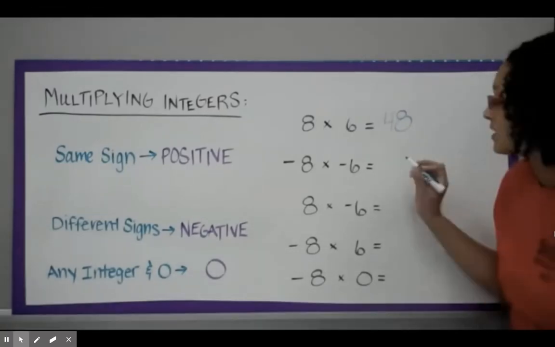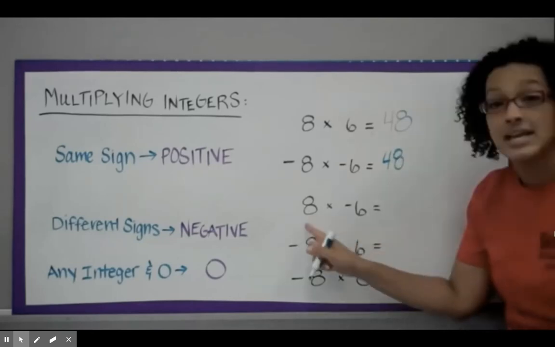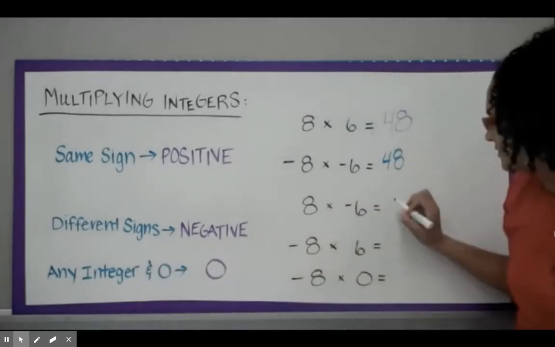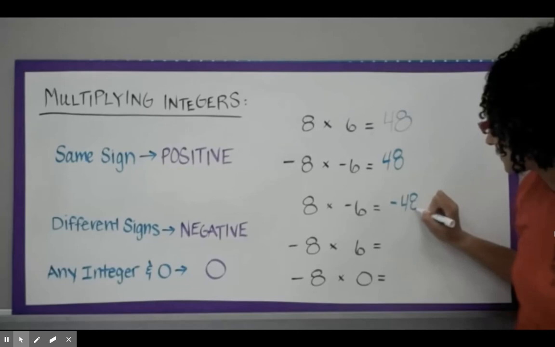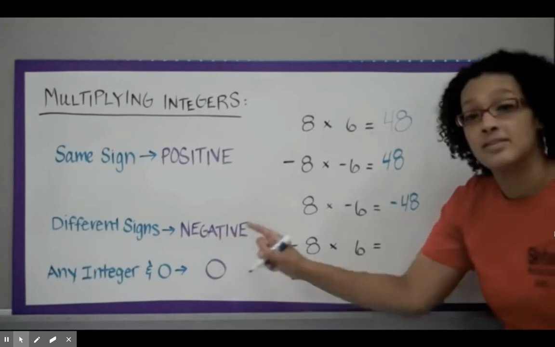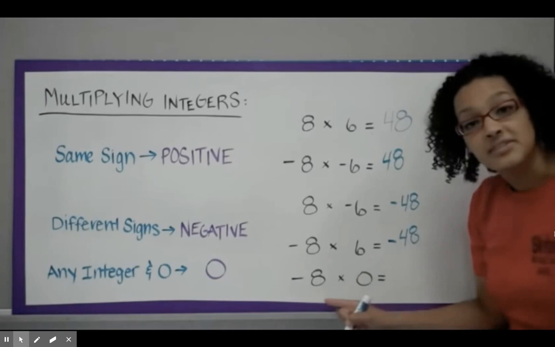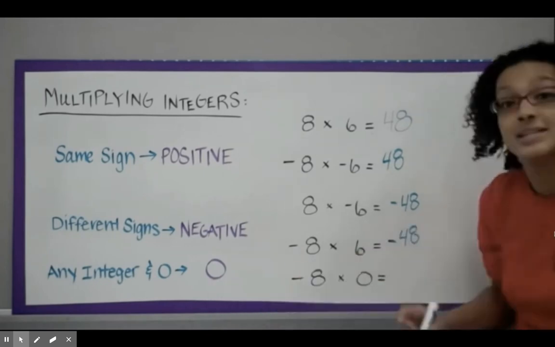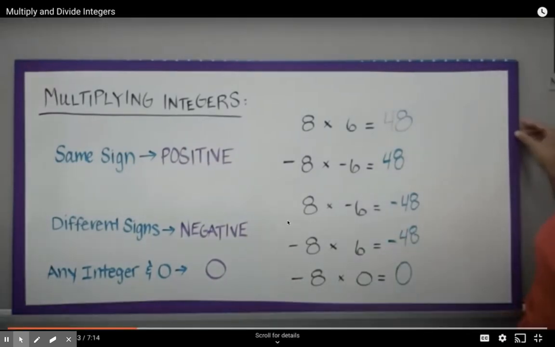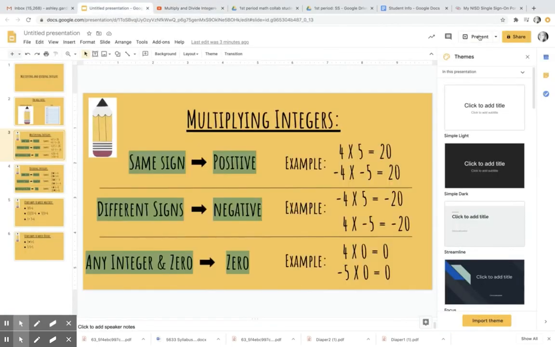Okay. So it'll again be a positive 48. Now, 8 times negative 6. They have different signs, so the answer is going to be negative. For this one, negative 8 times 6, they have different signs again, so the answer will be negative. And the last one, negative 8 times 0, anything times 0 is 0.